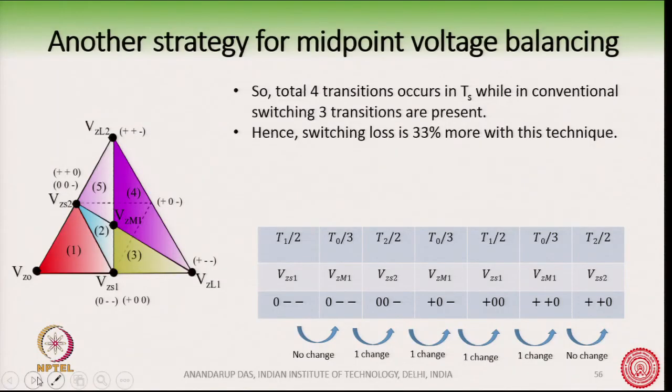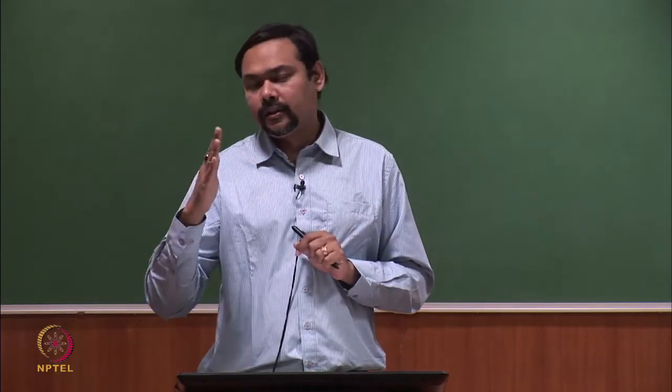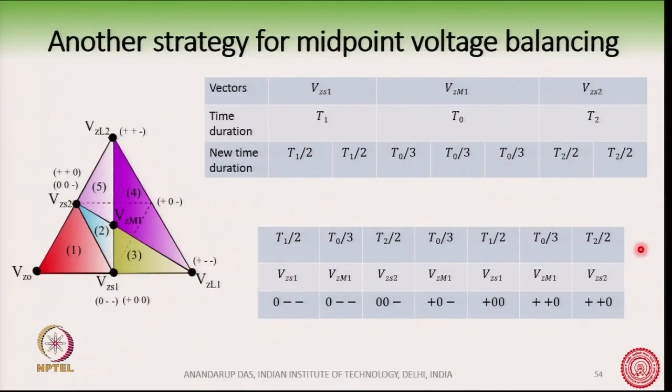However, if the switching frequency is sufficiently high, which is most of the case applicable, then this poorer harmonic performance may be acceptable. Okay, it should not be any problem, because in this case the harmonics will reside at 2 Fs. So, at 2 Fs we can filter out the harmonics. But now what we are doing, we are redistributing these time periods in a different fashion. Okay.